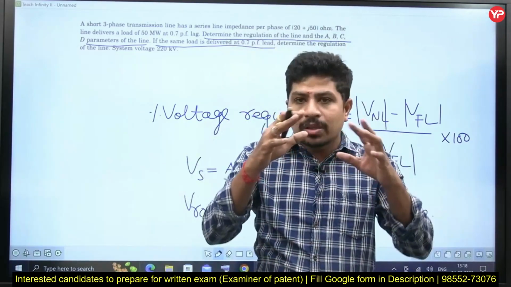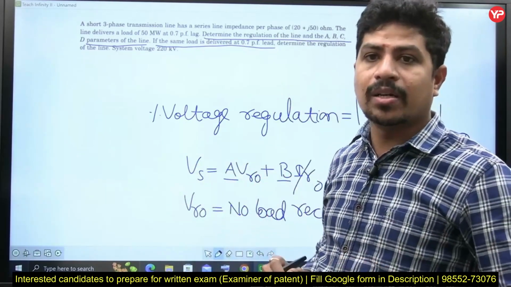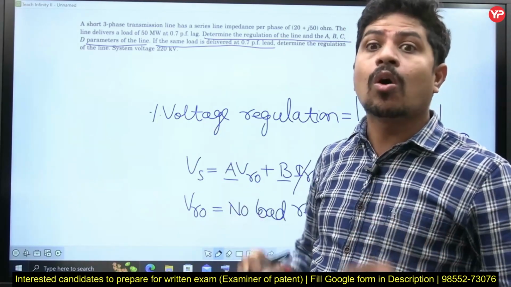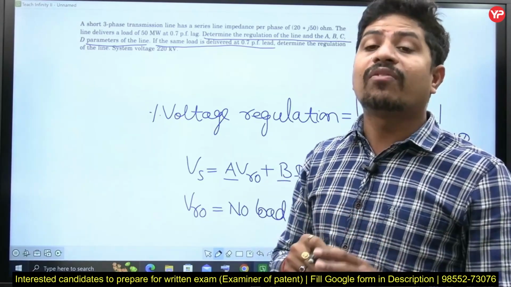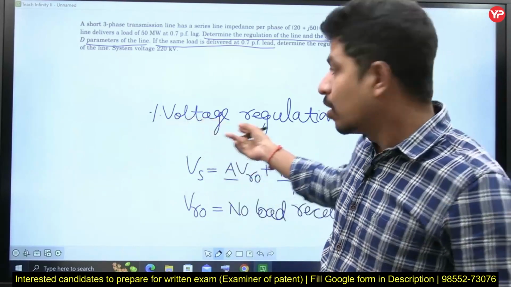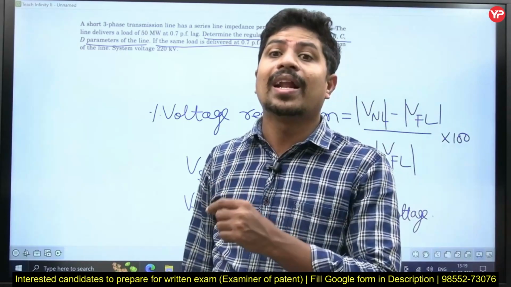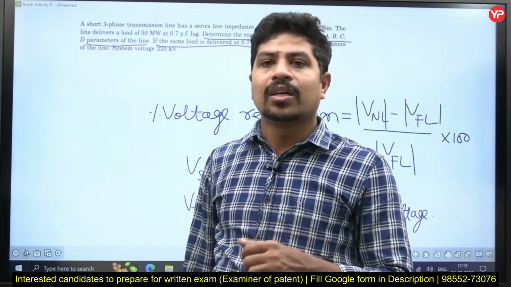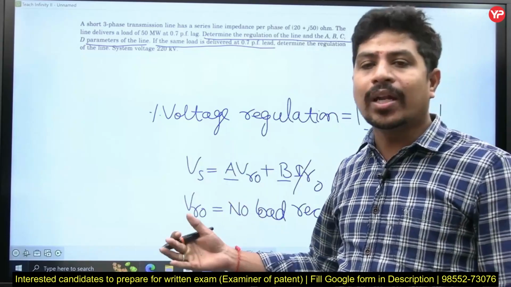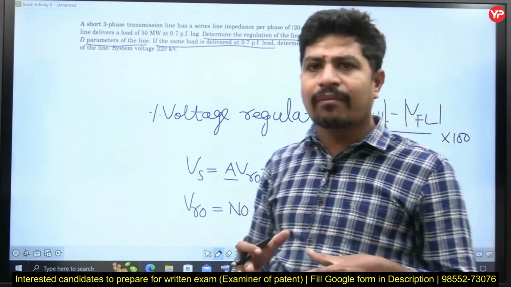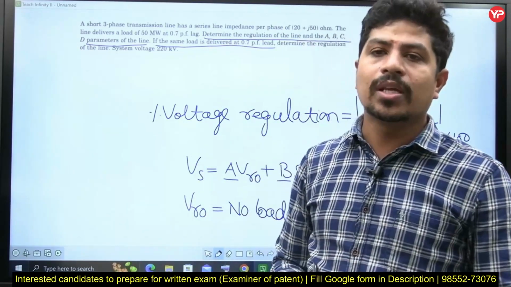See, multiple things are covered in a single question. First, find ABCD parameters of a short transmission line. You must know how to find ABCD parameters of a short transmission line, right? Then after that, find the no load voltage. Then you find voltage regulation for 0.7 power factor lag. After that, you change the power factor to 0.7 power factor lead, then you can do it. So this way we have to solve this problem.